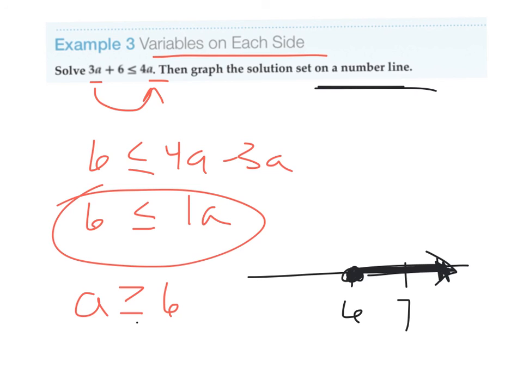Now, the problem with using this form is that you see the inequality looks like it goes left, and our natural instinct is to draw it going to the left. Well, that would be wrong, because if you look at our answer, it's actually to the right.